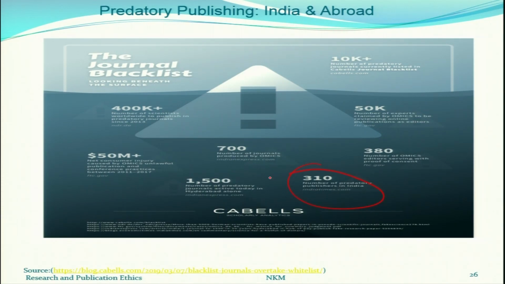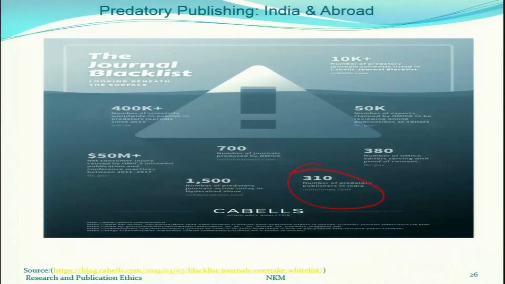That's where serious action has been taken by the UGC also. In that regard, there is a sign of great development. We will be discussing further. We see that 1500 predatory journals are active today in Hyderabad alone. So let's see, predatory publishing in India is also seriously affecting. We see 310 publishers and 1500 predatory journals active today in Hyderabad alone. That's by the Cabell's resource.